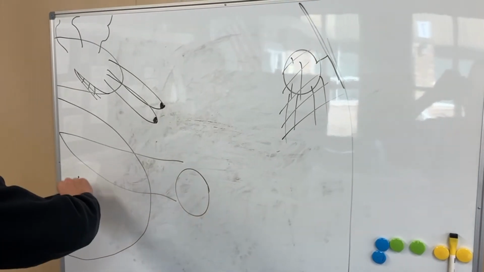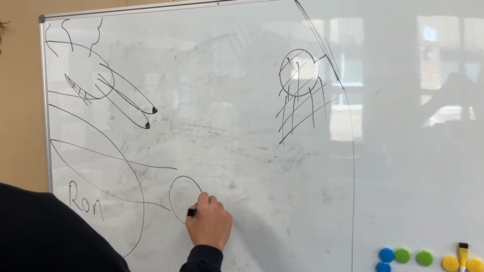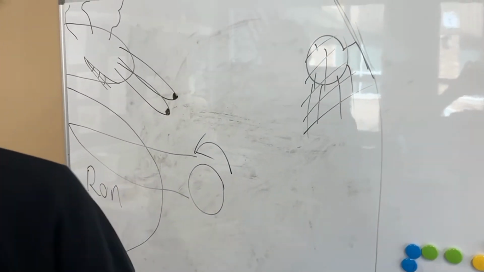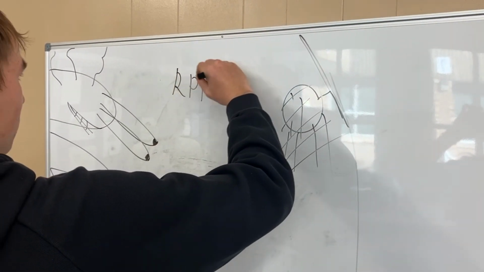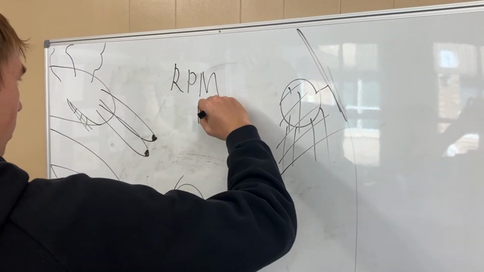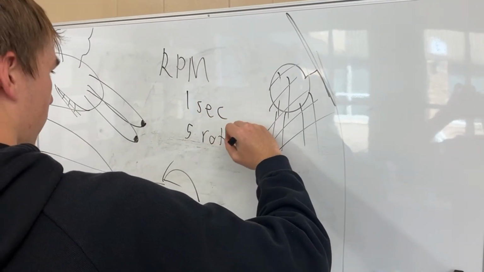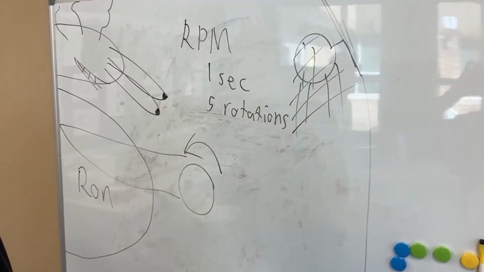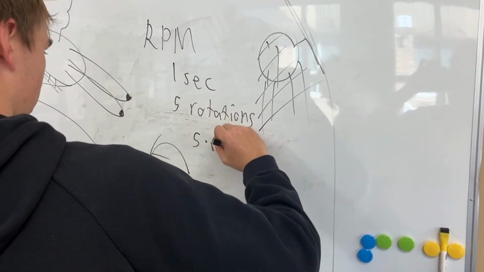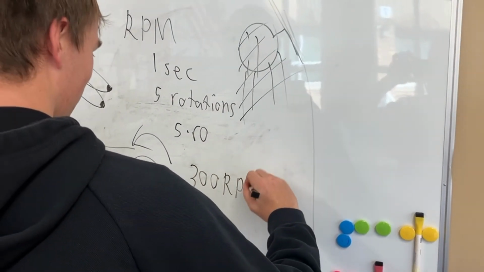Okay, in this clip, we have Ron throwing it back. He throws the ball and it spins back to him during his free throw. So we're going to find the RPMs of the ball. So the ball took 1 second to come back, and it did 5 rotations. So this math is really easy. It is just 5 times 60. 300 rotations per minute.